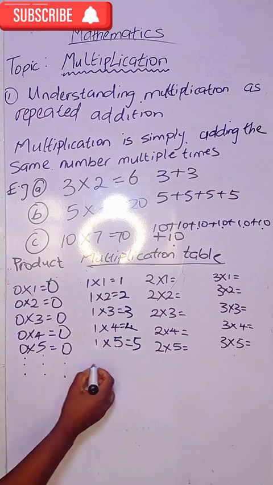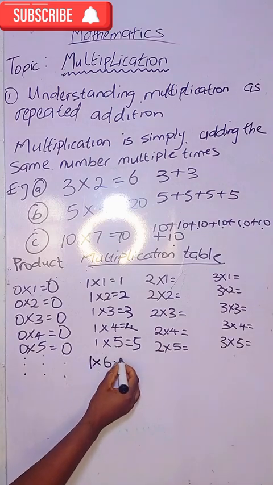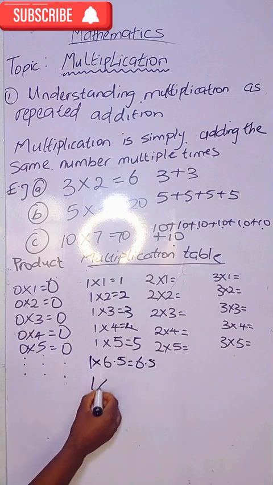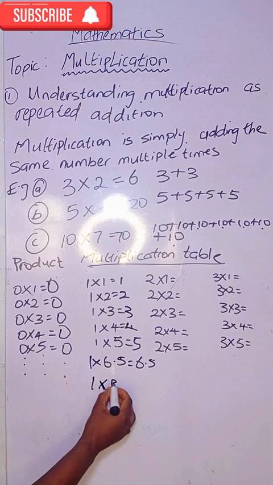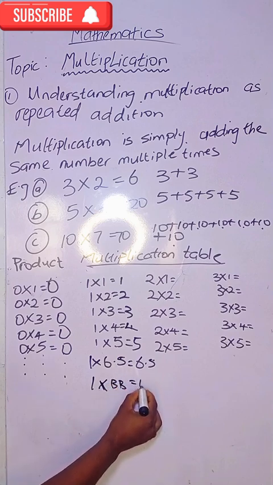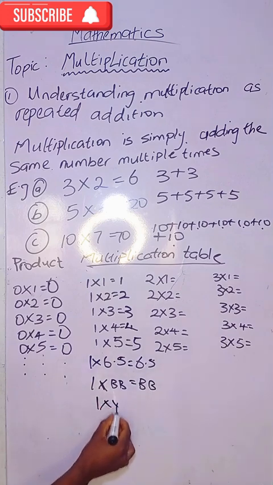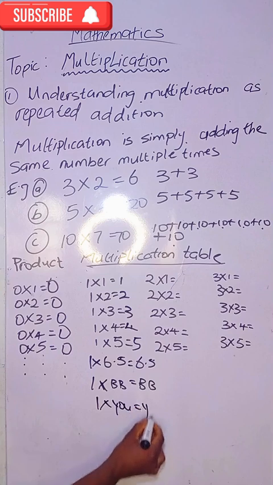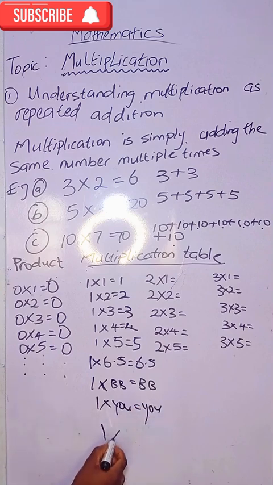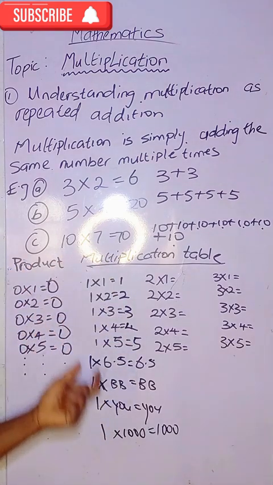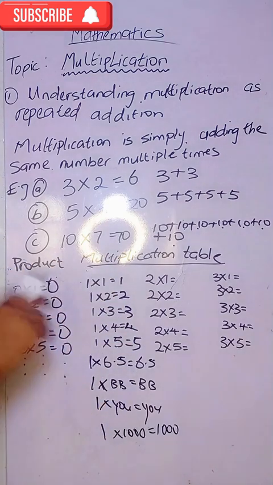So 1 times anything gives you that anything. So if we have something like 1 times 6.5, we have what? 6.5. 1 times educator Blessing, let's call it BB, gives us what? BB. 1 times U gives us what? U. 1 times 1,000 gives us what? 1,000. As simple as that. Note that 1 times anything gives you that same digits.